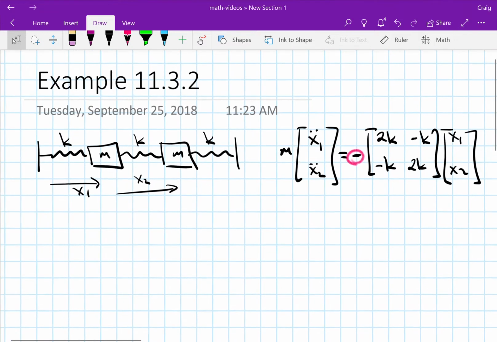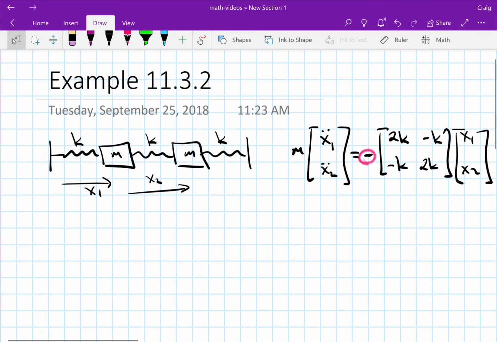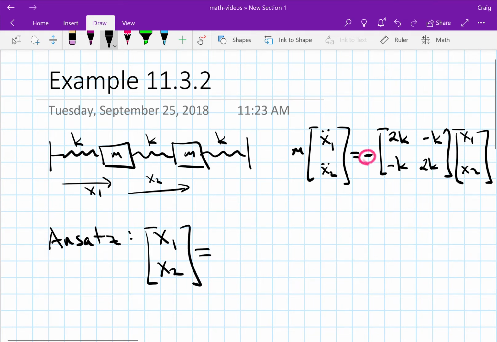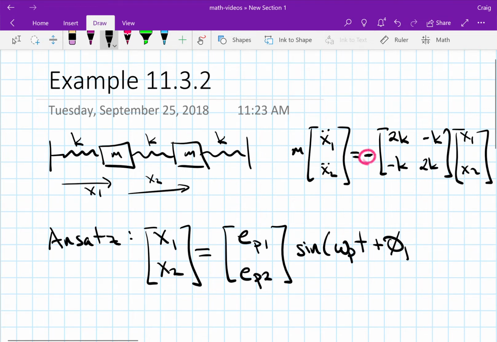F is going to be linear in the displacements, which is what allows us to use all these eigenvector, eigenvalue techniques. And so, again, we're going to make an ansatz. Our ansatz is that x1, x2 is going to be a perfect sinusoidal in time function. And the prefactors for block 1 and block 2 we'll call e_p1, e_p2, and then the time dependence is given by sine of omega_p t, and then we have an arbitrary phase shift.